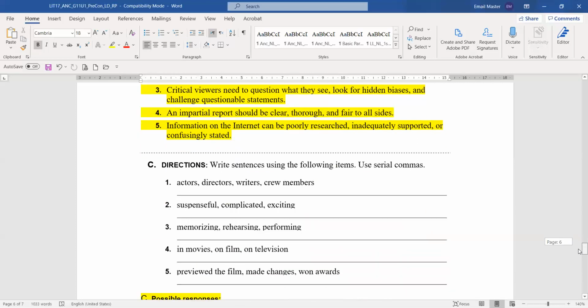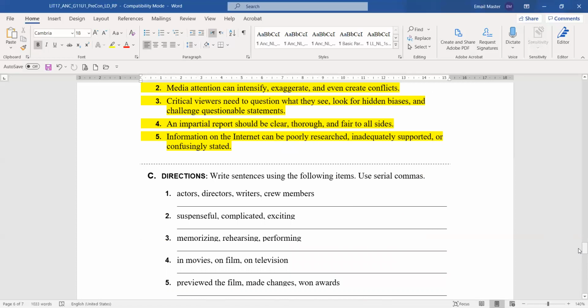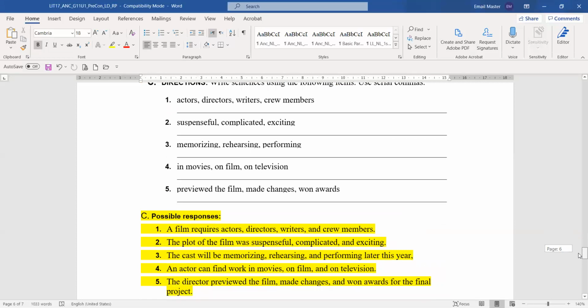Here it says, write sentences using the following items. Use serial commas. So here, you can use your own sentences. I'm just going to show you some examples that I put together. So for the first one, we can say a film requires actors, comma, directors, comma, writers, comma, and crew members. They already put the commas here anyway. All you need to do is find the beginning of the sentence. For the second one, the plot of the film was suspenseful, complicated, and exciting.